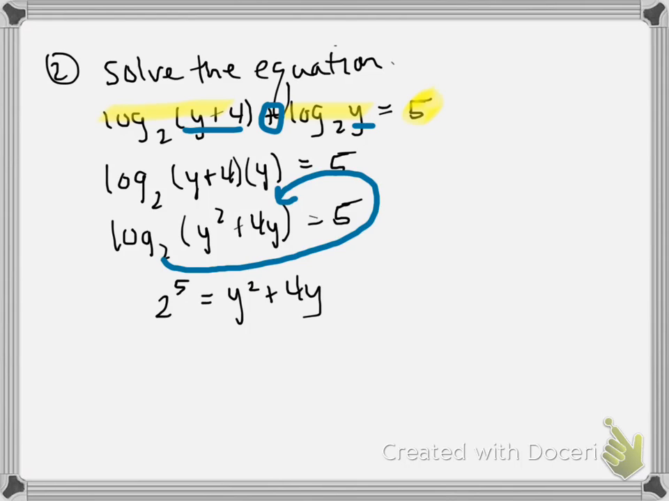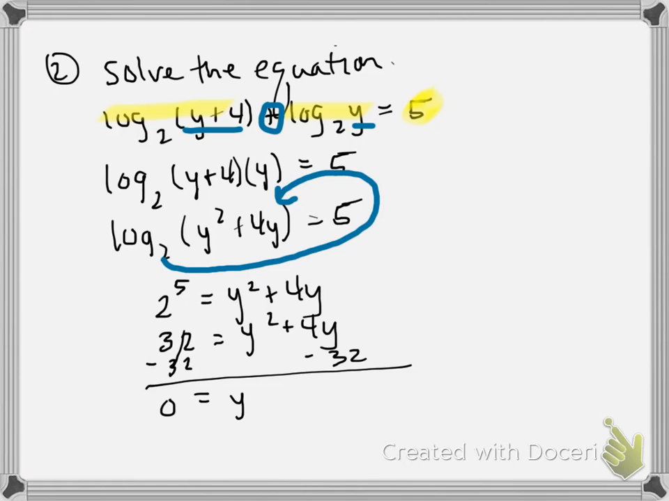2 to the 5th is 32. Okay, subtract 32 from both sides. I get 0 equals y squared plus 4y minus 32. Okay, and now I have a quadratic, so I'm going to factor.